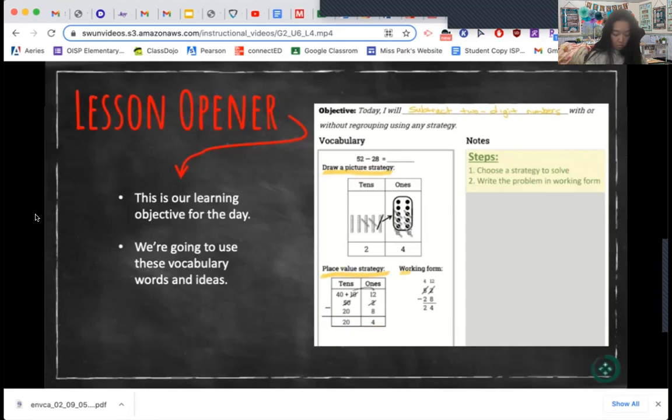Next we have working form. Here we see the problem solved in working form, regrouping when needed. We see that the difference, again, is 24. So that shows us that these three different strategies found the same difference of 24 for the equation 52 minus 28. Great job, friends!